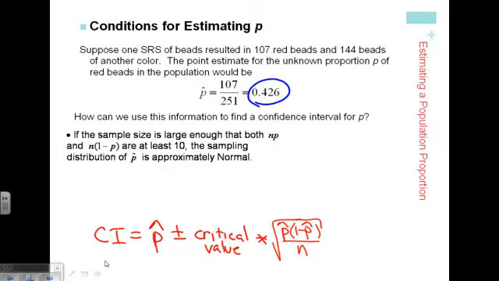Do you think that it's reasonable to think that we're going to have 10 non-red beads given the data that you just saw? Yeah. So we meet all three conditions, so therefore we can go ahead and say we're going to use this formula. Confidence interval is equal to p hat plus or minus a critical value multiplied by the square root of p hat times 1 minus p hat over n.